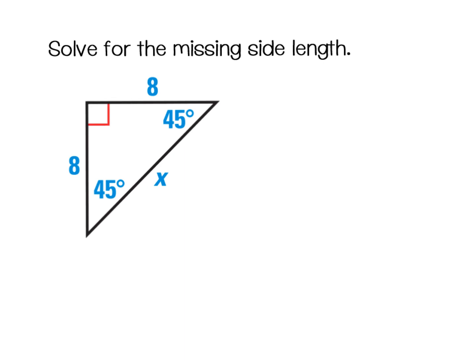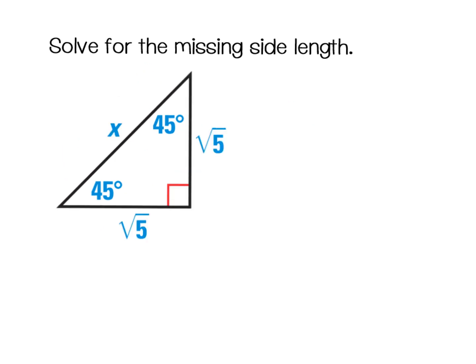Next one, the 8s. Those are my legs again. So to go from the leg to the hypotenuse, I need to multiply by a radical 2. So I need to take 8 times a radical 2, and I get 8 radical 2. Okay, again, I have a leg. So to find the hypotenuse, I need to take radical 5 times radical 2, which is equivalent to radical 10. And that can't be simplified at all. So my answer is just radical 10.